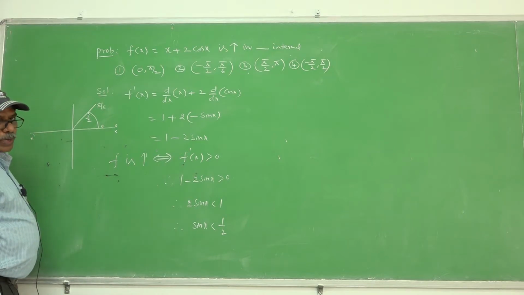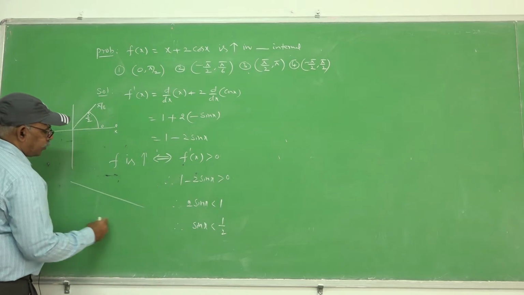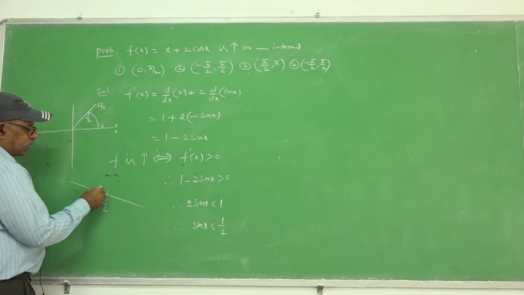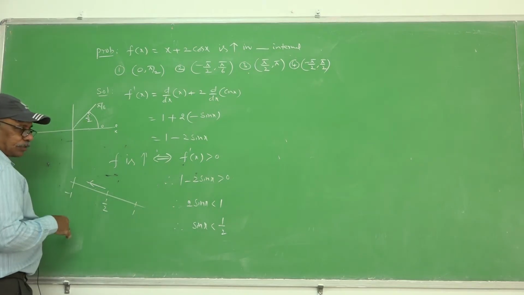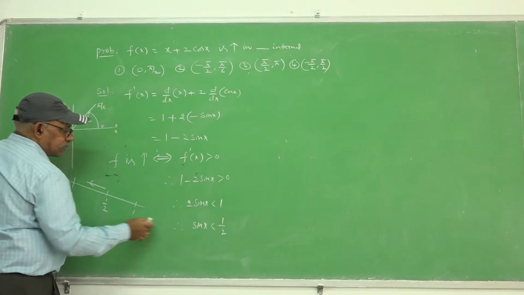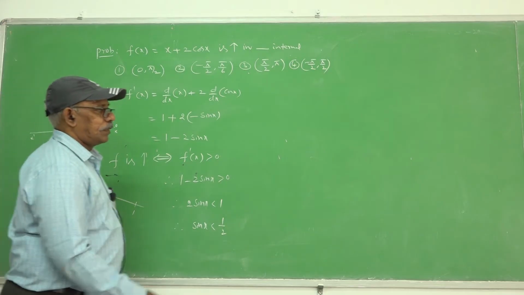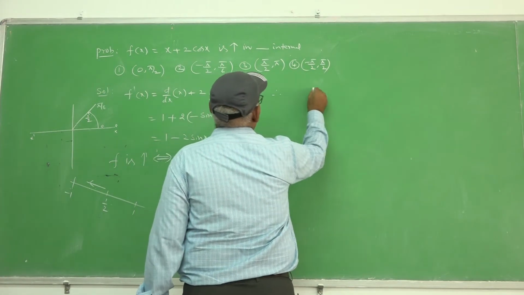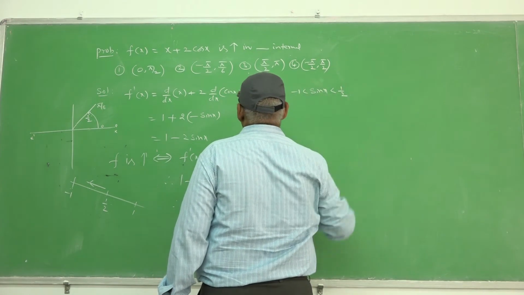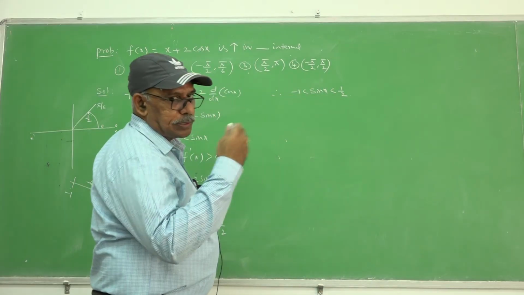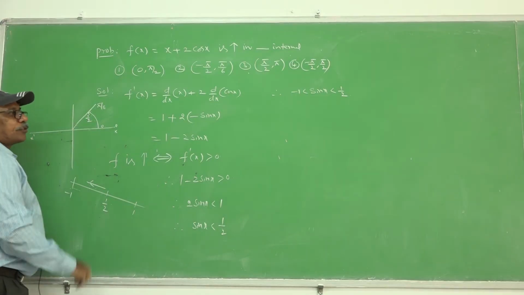Moreover, x takes negative values also. Sin x less than 1 by 2: the maximum value of sin is 1 and the minimum value is minus 1. So, sin x less than 1 by 2 means it takes values which lie between minus 1 and 1 by 2. Since sin x is less than 1 by 2, it may take values less than 1 by 2 down to minus 1.